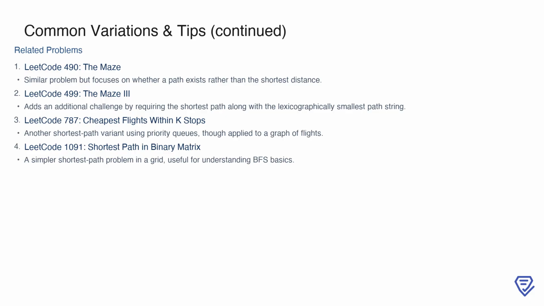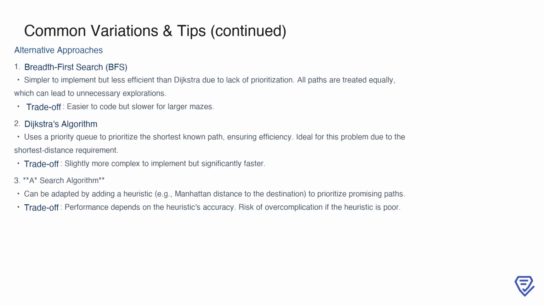There are also alternative approaches to solving this problem. Breadth-first search, or BFS, is one option. It's simpler to implement since all paths are treated equally, but it's less efficient than Dijkstra because it doesn't prioritize shorter paths. This can lead to unnecessary explorations, making it slower for larger mazes.